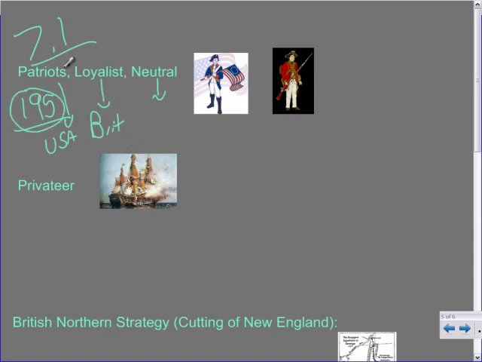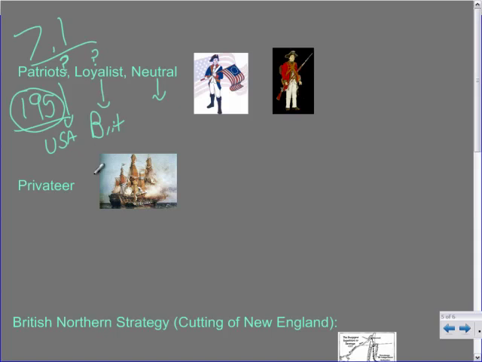I would also focus in on where each of these can be found, like where in the colonies. The Patriots were in New England, like the football team, and the Loyalists were more in the South and around the cities. So yeah, you need to focus in on all of those things.